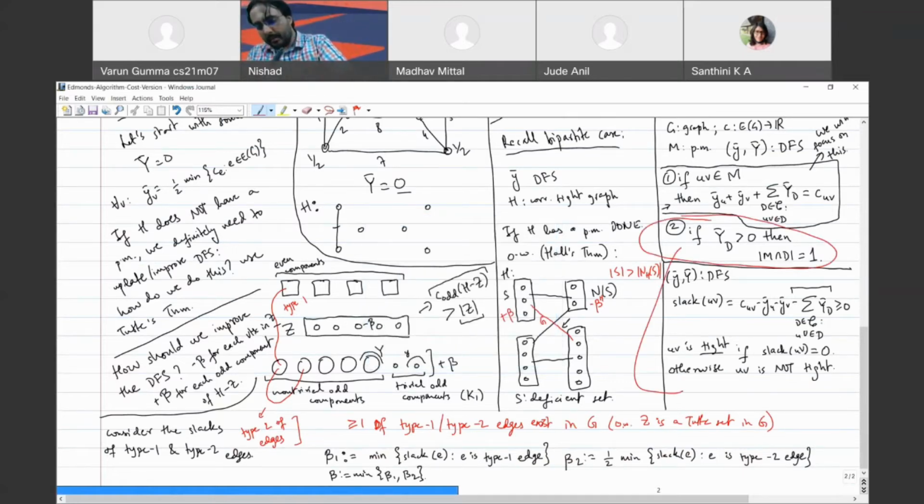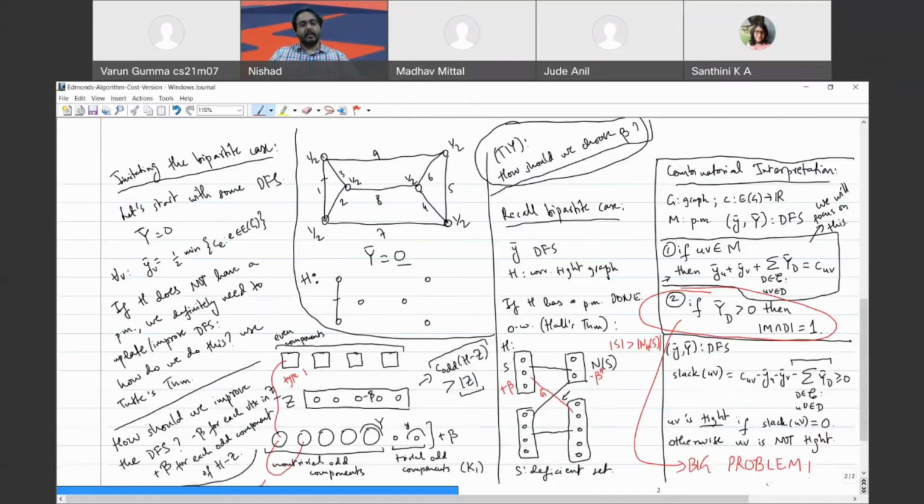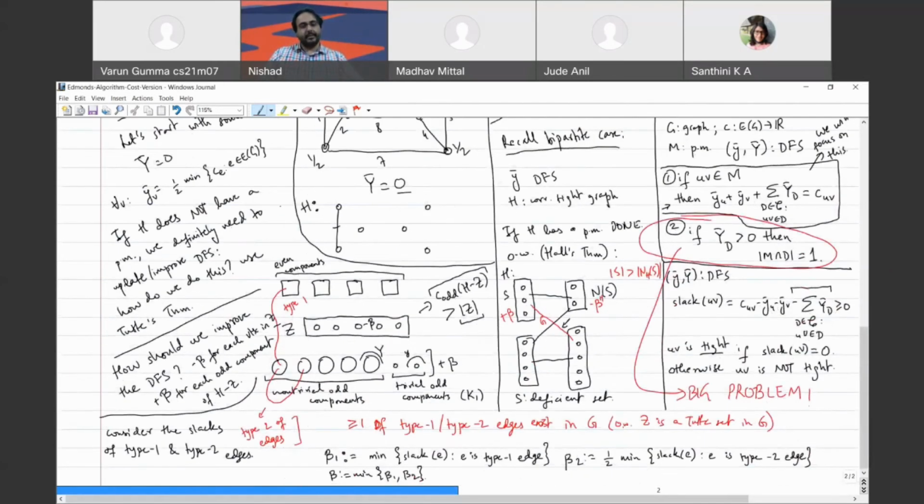This is the big problem. Okay, and we need to fix it. So now let's discuss how we are going to fix it using the Hungarian method kind of ideas and Edmonds Blossom ideas. Are there any questions or concerns at this point before we move on to a fresh page? Okay, if not, let us proceed to a new page.